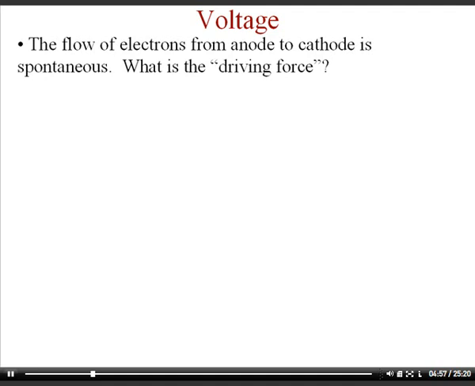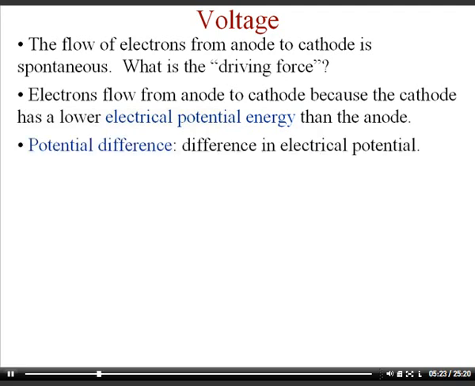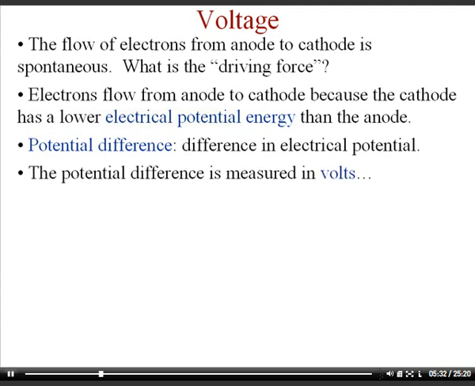Now, the flow of electrons from the anode to the cathode is spontaneous, and I ask, what is this driving force? Well, this driving force is called electric potential energy. The electrons flow because there is potential energy for those electrons to move. Just like a rock will roll down a hill from a high elevation to a low elevation, the electrons are basically being pushed by this electric potential energy difference between the compartments. So the potential difference is the difference in the electrical potential energy in each compartment, and the potential difference is measured in the unit of volts. So volts is the driving force, it's the push.